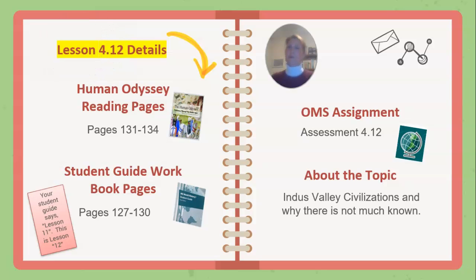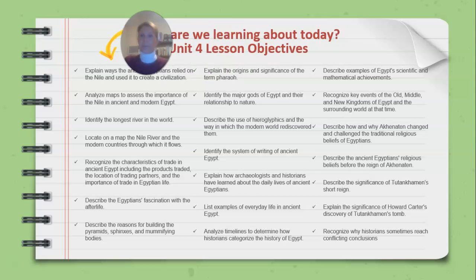Your lesson 4.12 details are your Human Odyssey reading pages 131 to 134, your student guide workbook pages 127 to 130, and your OMS assignment is assessment 4.12. The topic is the Indus Valley civilizations and why there is not much known. One quick note, if you look in your student guide, it says lesson 11 at the top. This is lesson 12, so it's 4.12.